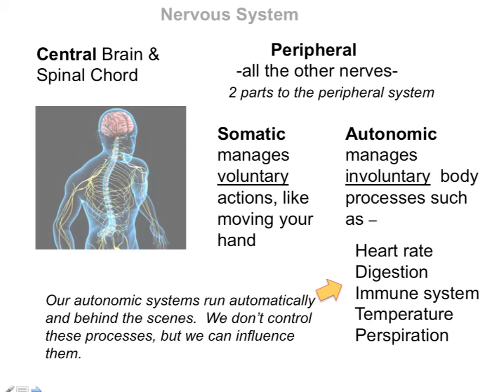So you already know that the central nervous system is the brain and spinal cord, and then the peripheral nervous system is all the other nerves that run through your body. Now we're going to add to this a little bit by looking at how the peripheral nervous system is broken into 2 parts, the somatic and autonomic. The somatic is voluntary actions, like moving your hand or standing up to go get a glass of water. And the autonomic is involuntary processes like heart rate, digestion, immune system, temperature, and perspiration.